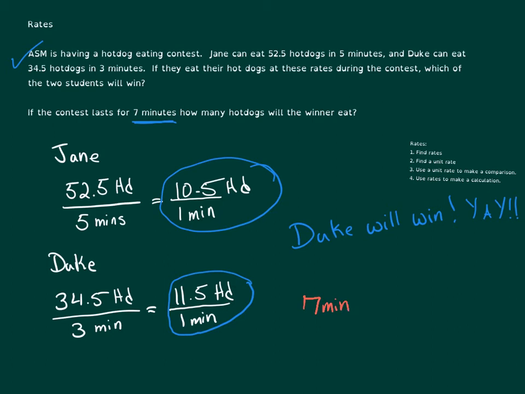And for those 7 minutes, I'm going to be eating at a rate of, or I shouldn't say I am, Duke will be eating at a rate of 11.5 hot dogs per 1 minute. So it's going to be at this rate for 7 minutes. So to solve this, I'm just going to multiply. Remember that your units cancel. So your minutes will cancel. And now we have to figure out what is 7 times 11.5.